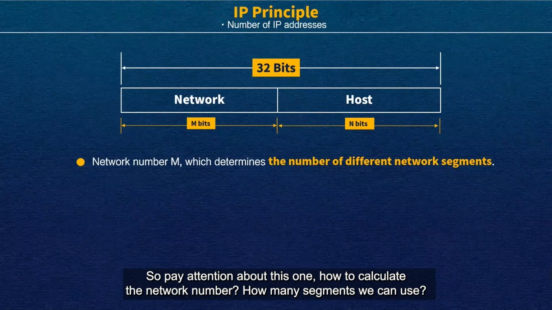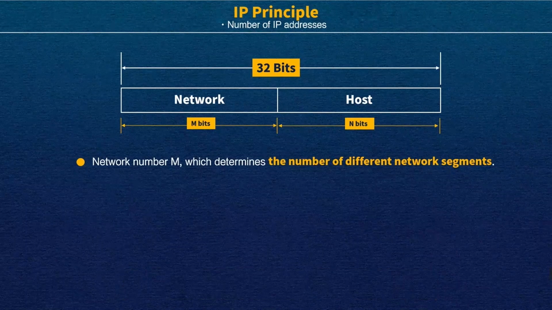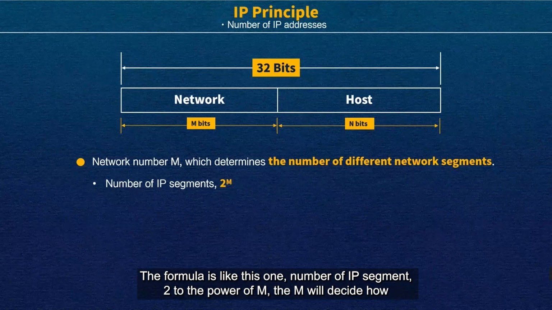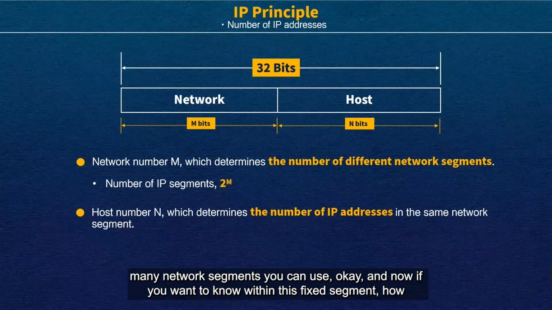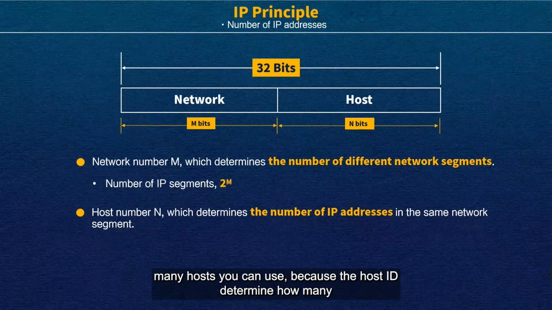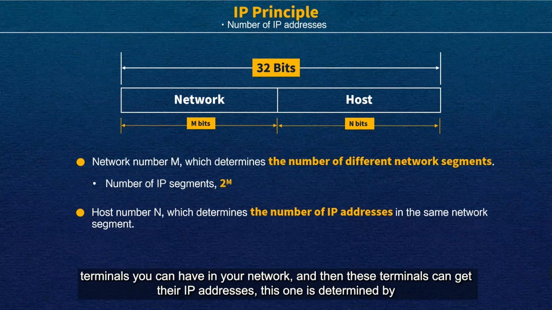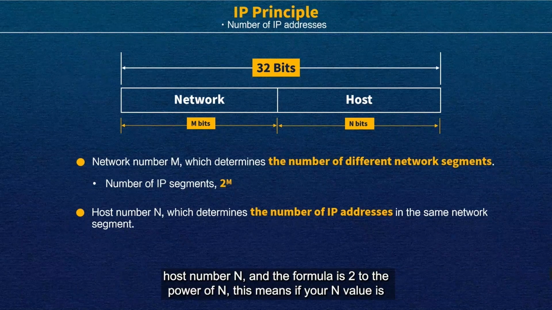How to calculate the network number, how many segments we can use? The formula is like this one. Number of IP segments, 2 to the power of n. That's the n that will decide how many network segments you can use. Okay? And now if you want to know within the fixed segment how many hosts you can use, because the host ID determines your network, how many terminals you can have with different host IDs and then to get the IP address. This one is determined by the host number m. And the formula is 2 to the power of m.